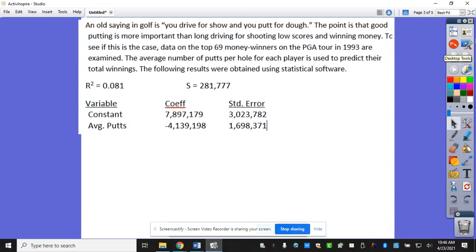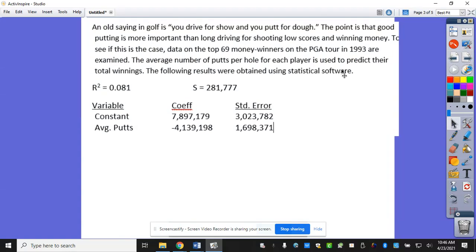Let's start by talking about the top part of this problem. So we've got, to see if this is the case, data on the top 69 money winners from the PGA Tour in 93 are examined. Average number of putts per hole for each player is used to predict their total winnings.